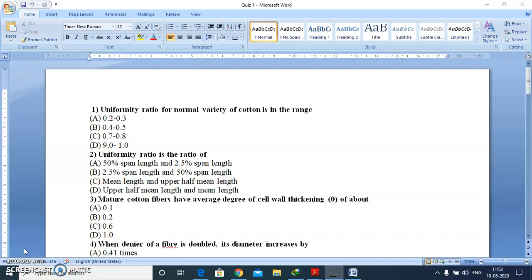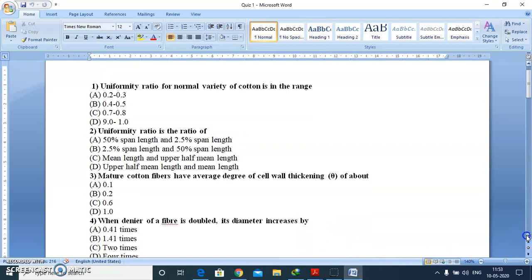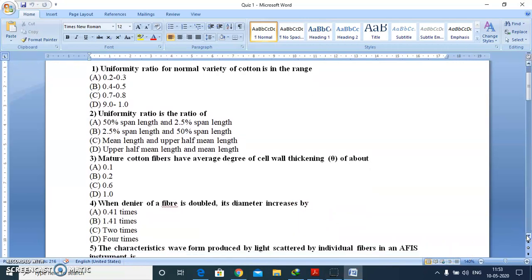So now next is uniformity ratio. As we have already discussed, uniformity ratio is the ratio of 50% span length and 2.5% span length, and uniformity index is another term which is the ratio of mean length and upper half mean length. Now here we'll go for option A for the second question.